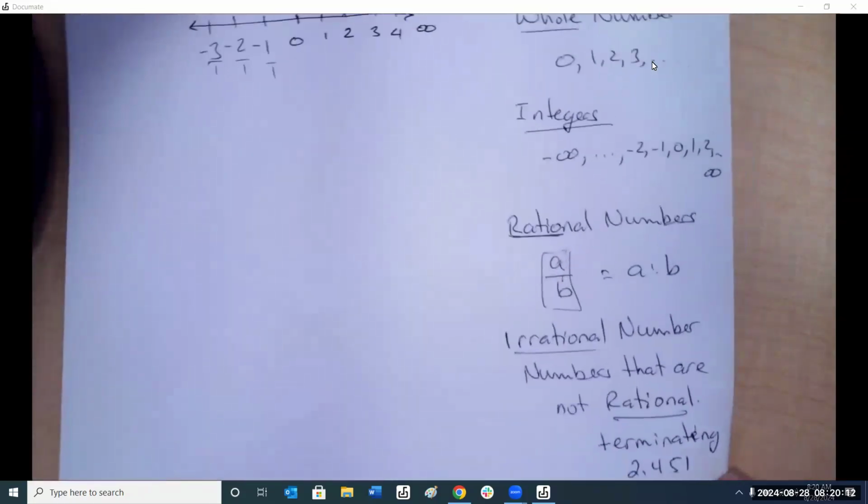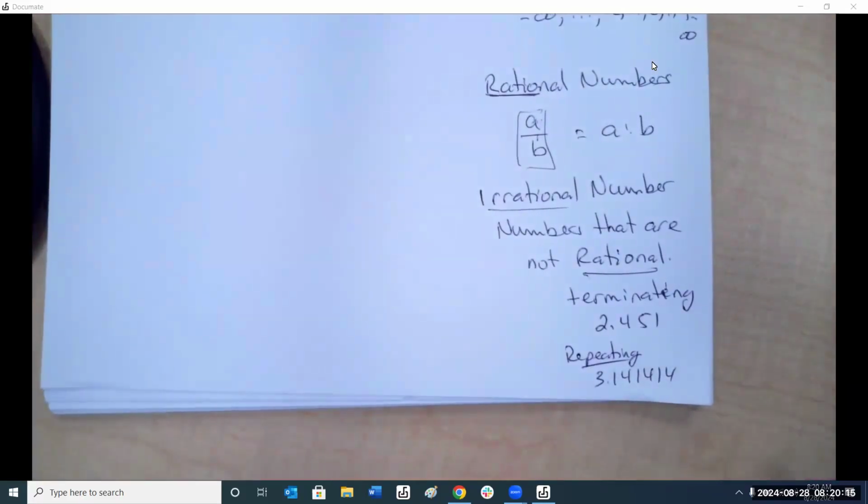3.141414. You see the pattern is now repeating. Those are rational numbers. If both of those conditions do not exist, then it's an irrational number, like pi or e, Euler's number, which we'll talk about later on in this course.